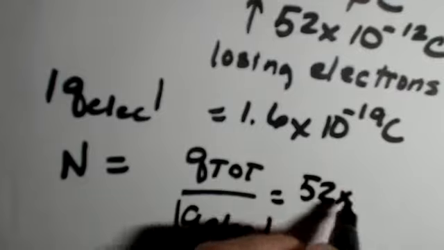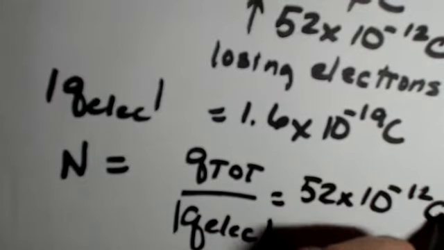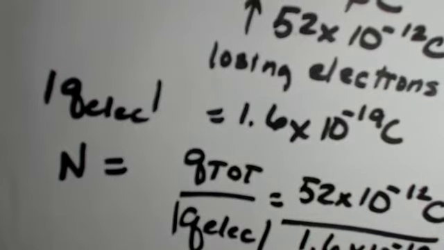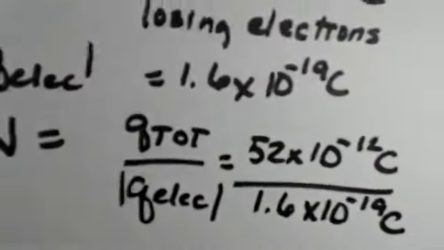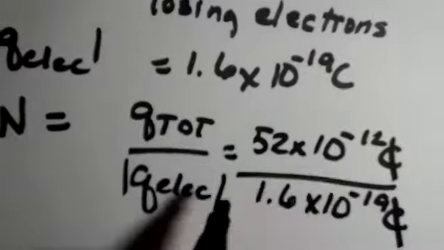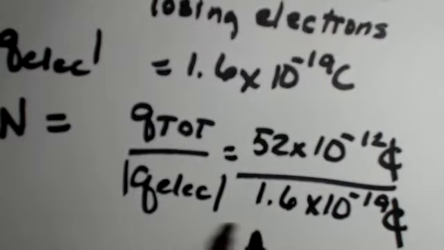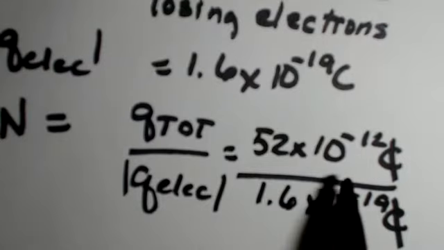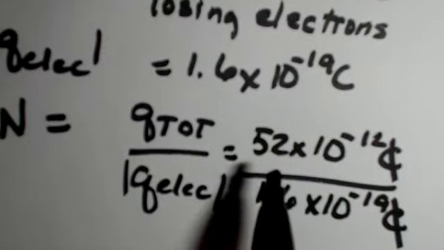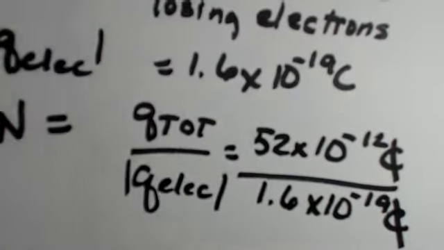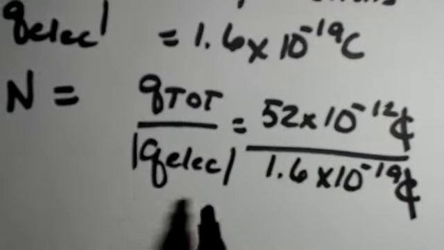So that's just 52 times 10 to the negative 12 coulombs divided by 1.6 times 10 to the minus 19 coulombs. The coulombs will cancel, and then you just divide those two numbers and you'll get your answer. I haven't worked it out, but you can figure it out. It's going to be around something times 10 to the 7th electrons. So quite a few electrons.